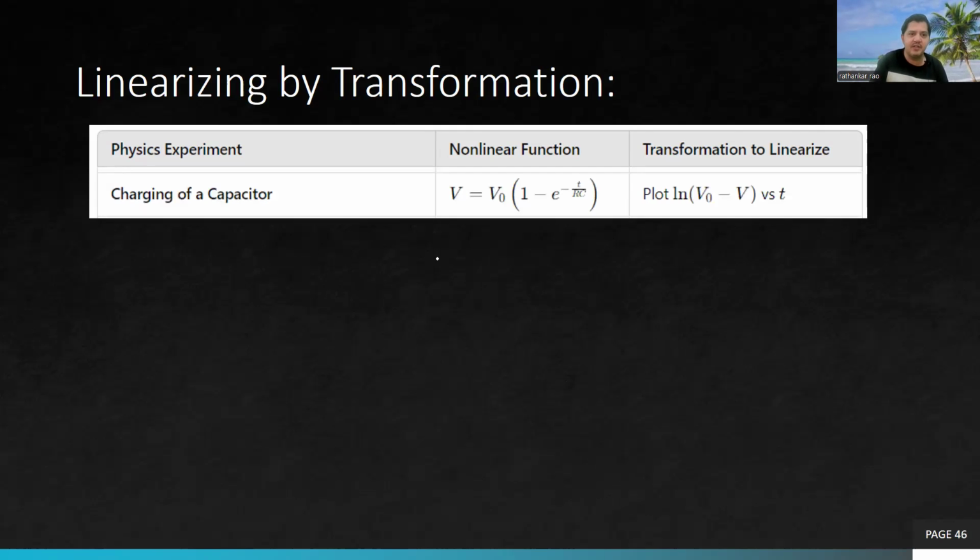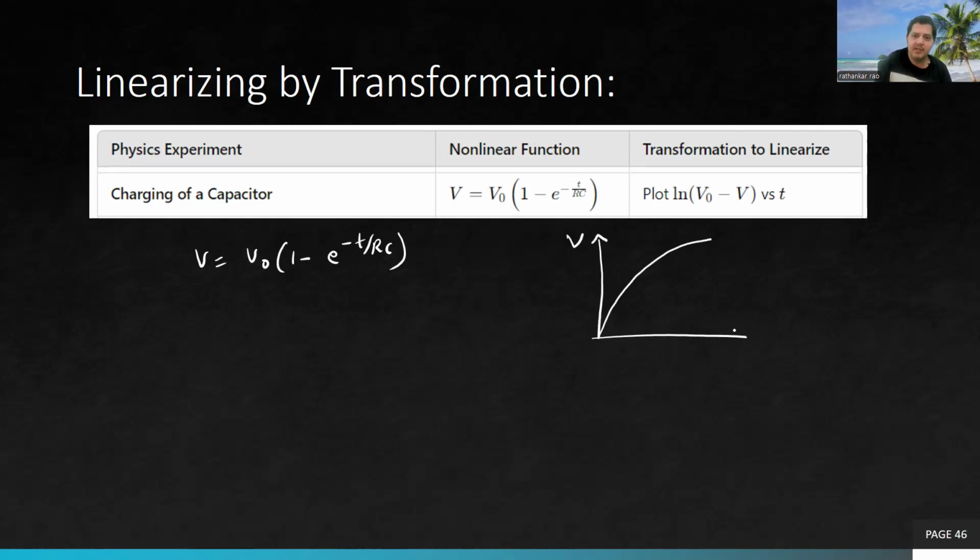Linearizing by transformation, which is this. Another example is about charging of a capacitor. So we have V equal to V naught into 1 minus e to the power of minus t divided by RC. I have an equation like this. So when I plot this one, definitely I will get something like this. If I plot a graph of V versus t, I'll get a graph like this. But I want a straight line. How do I convert this into a straight line?